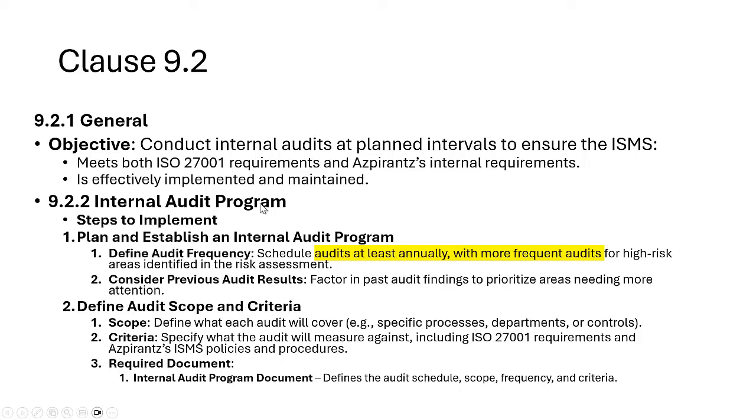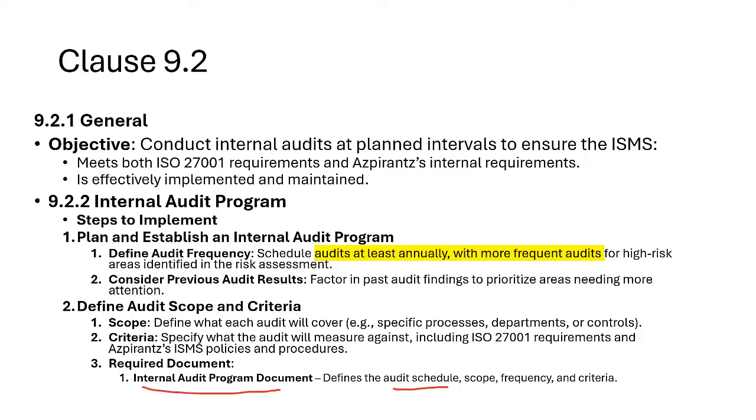Second step is to define the audit scope and criteria. Scope is what each audit will cover, like a specific process, department, or control. The criteria specify what the audit will measure, which is ISO 27001 policies and everything. Here one document is required, called the internal audit program document. That is required, and this program includes the audit schedule, scope, frequency and criteria.